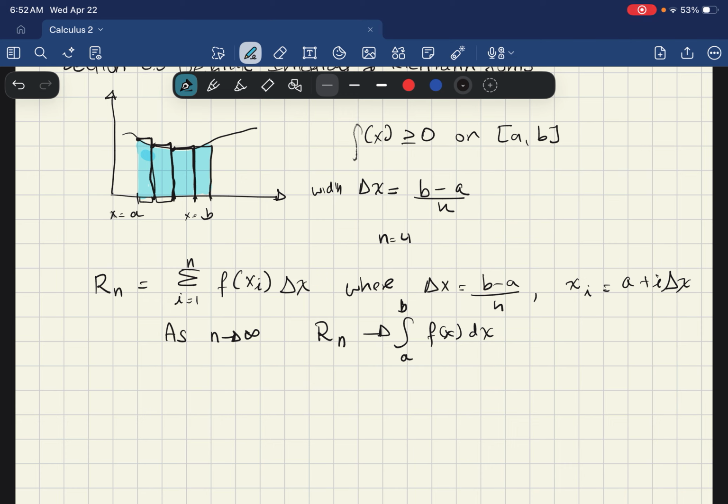As you use more and more rectangles, the approximation gets better and better. In the limit, as n goes to infinity, the Riemann sum becomes the exact area under the curve, and that's what the definite integral represents.